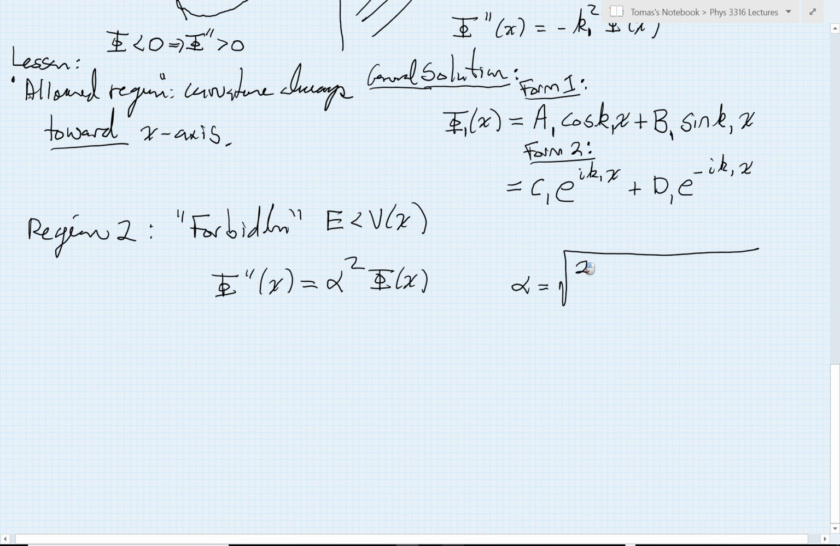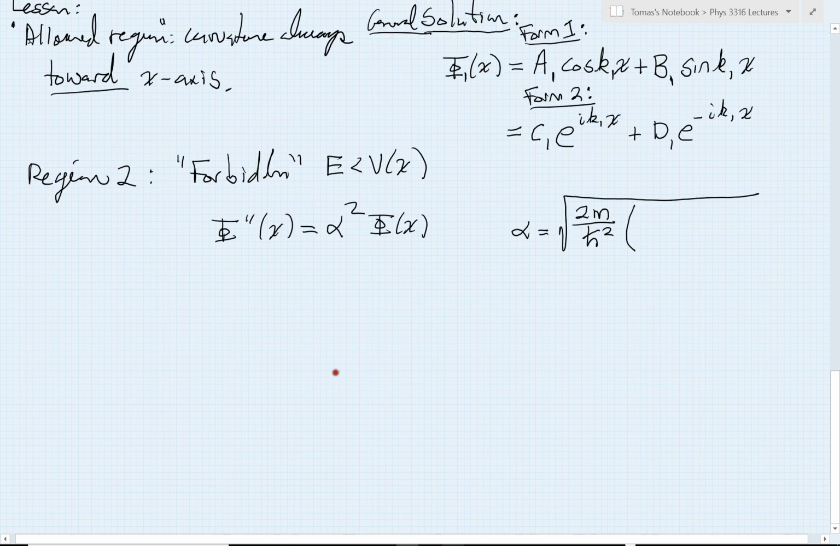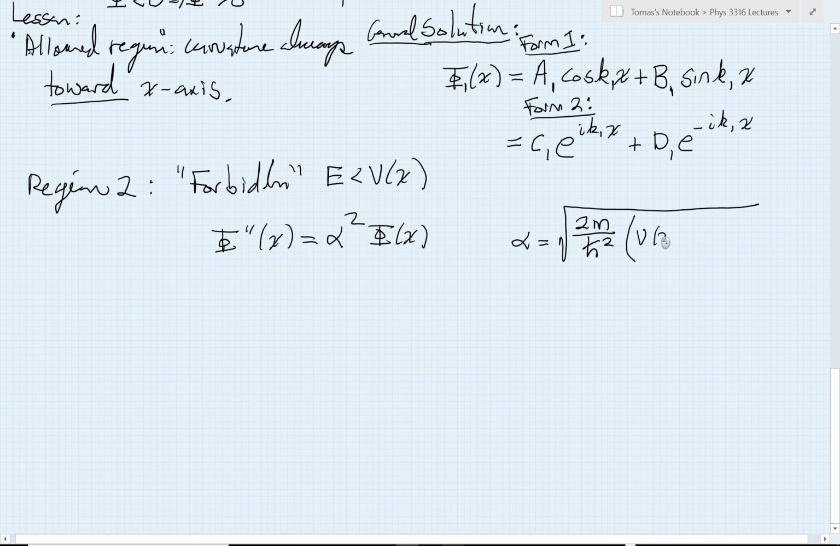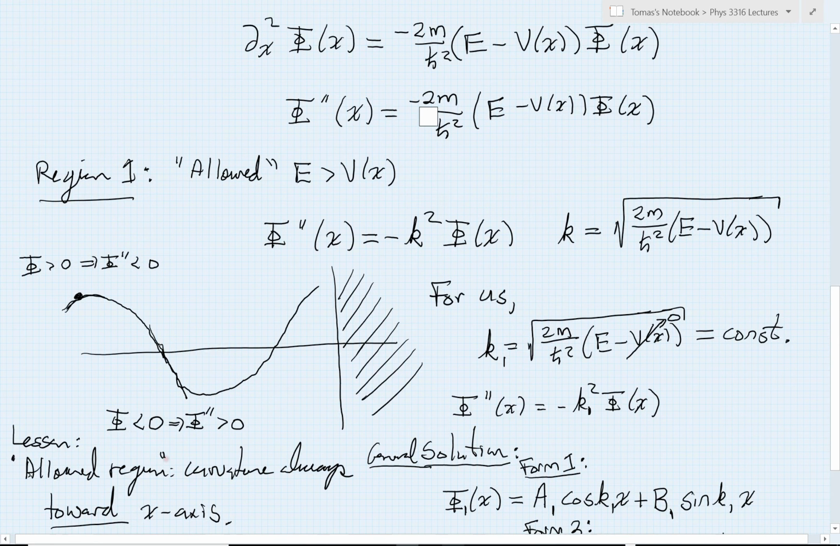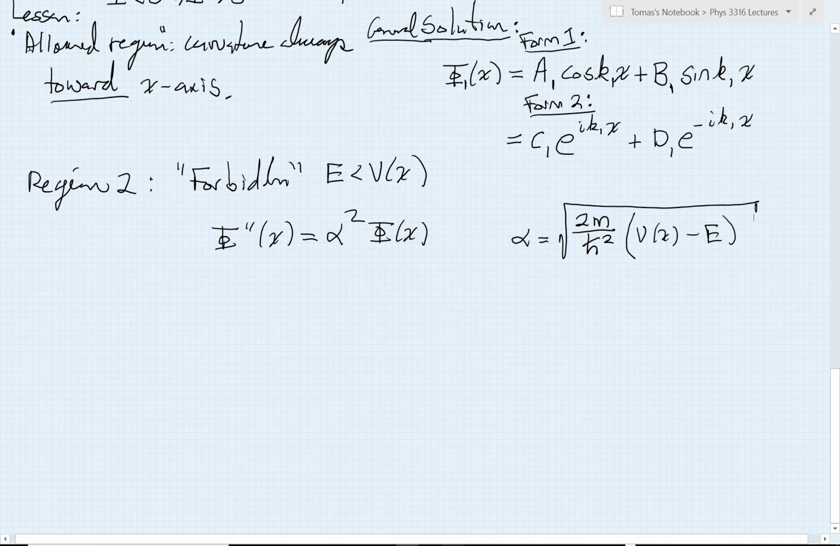So then when I bring in the minus sign, it's the same type of a thing. It's 2m over h bar squared, but when I pull in the minus sign, V now will come first. So it will be V of x minus the energy E. That gives me my alpha, and when I square that, I get back to exactly what you see on this side of my equation, just rearranged with the minus signs. So this is the type of equation that I'm solving.